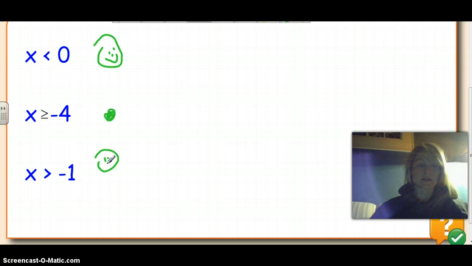Sad drawing, bad circle. All right, so tomorrow I want you to be prepared for when I ask you what an inequality is. And then I want you to be able to tell me which direction those lines are going to go. And then we're going to be doing some equation work with inequalities.